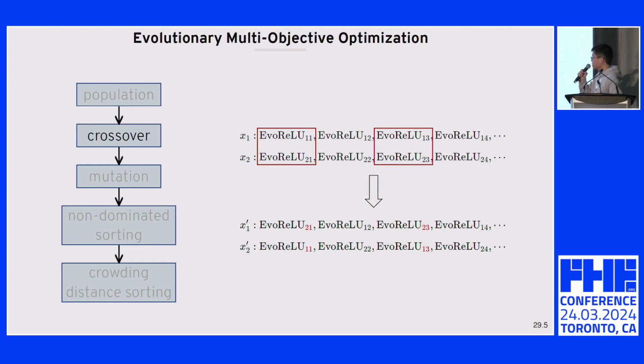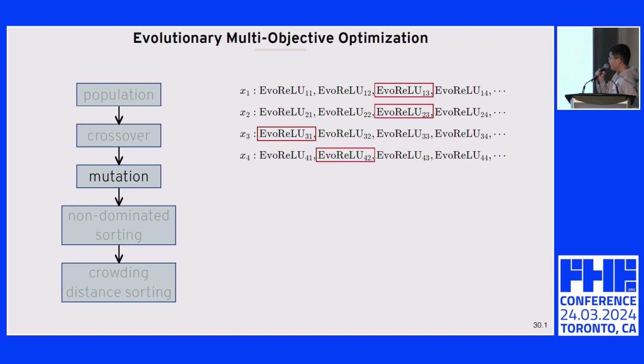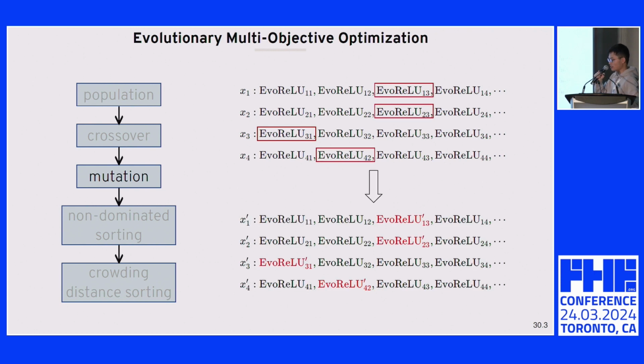The solutions X1 and X2 can survive in the current population. It means they have some good features. They found some layers, they found some degrees, that work very well for the current setup. So if we change their solutions, we may have a chance to get a better solution. And the mutation is simply we randomly increase or decrease the degree of different polynomials. We can locally explore to a better solution.